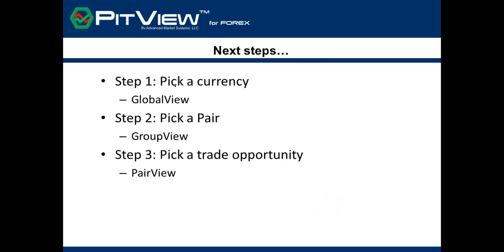So step one, picking a currency through global view. Step two, we pick a pair through group view or confirm the pair through group view to make sure that we're matching up the currency that's the most well bid in the market with the currency that's the most well offered in the market. And then step three would be going in and picking a trade opportunity through pair view. So pair view is really the driver of where all of the indicators from PitView come from. It's showing you the most detailed explanation of what's happening with each individual liquidity provider in the market between the bid and ask price.